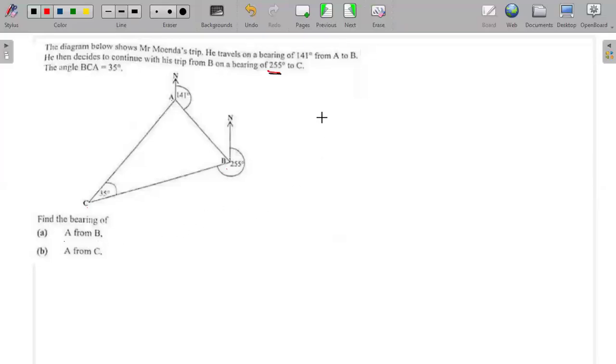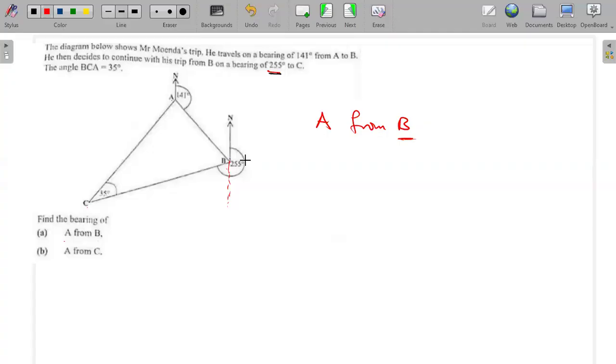Find the bearing, first find the bearing of A from what? From B. So the key here is to go to where they have said from. So we find the bearing of A from B. So it means we have to be at B. So here at B, I have to draw my north. Of course, in this question, it's already drawn for us. Let me just extend it down like this. So this here is my north.